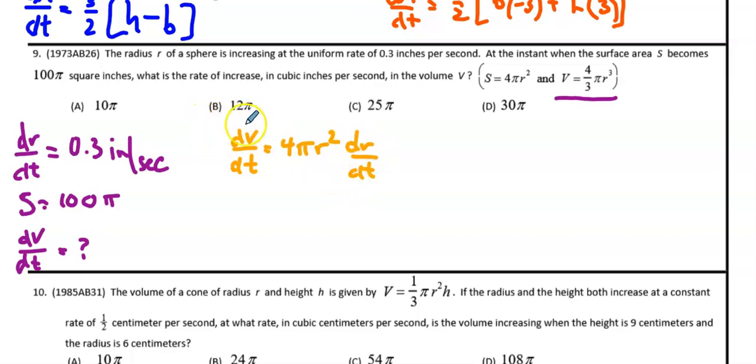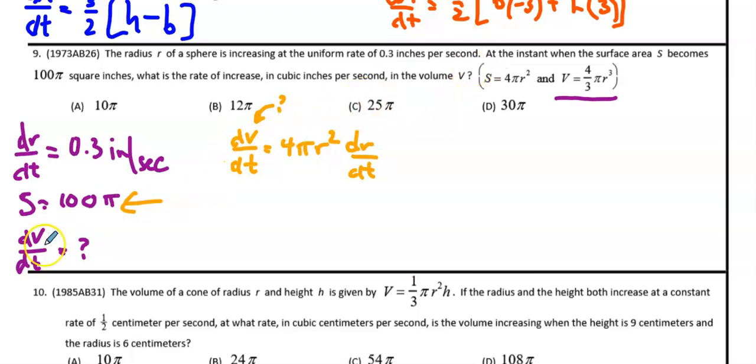Okay? So we're trying to figure out what this guy is right here. We don't know what this is. We also know that dr/dt is 0.3, but we don't know what the radius is. So we have two unknowns here. We know how to find this one, but we have to figure out how to find r. Well, that's where this guy comes in, because usually they don't give you too much extraneous information.